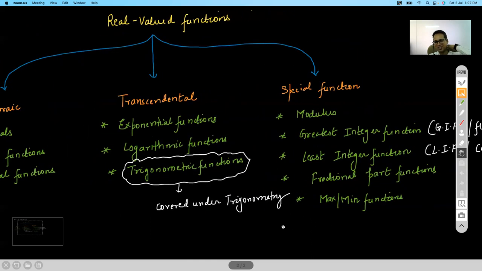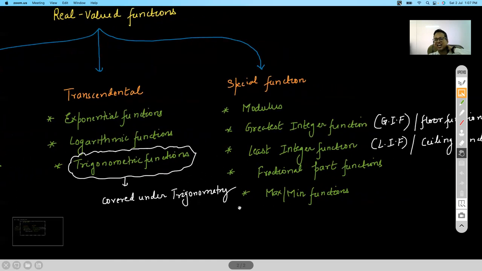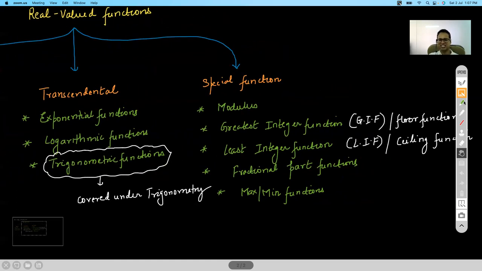Sir, there is one more. What is that, Mahesh? Anything that you feel I have missed? Okay, signum function. Signum function, basically I would try to cover in this particular part, which is called piecewise functions. Anyways, we will discuss piecewise functions and we'll talk about signum function there. Piecewise functions, is it fine?